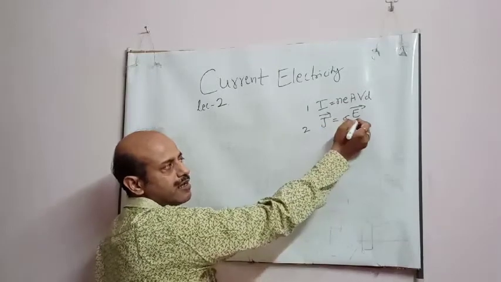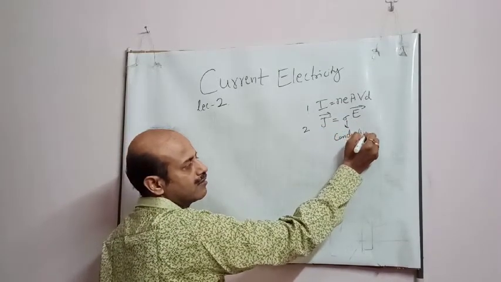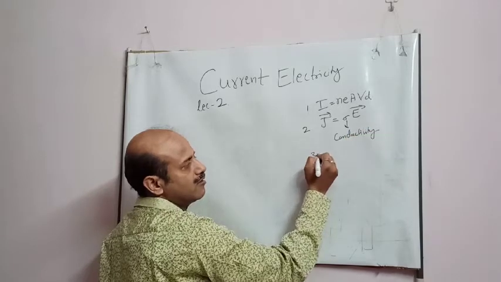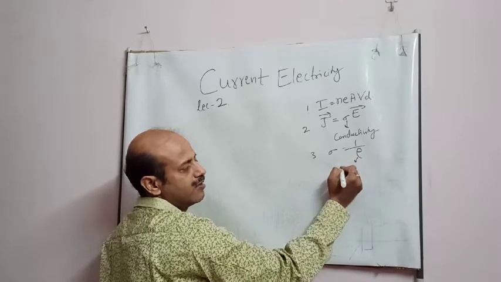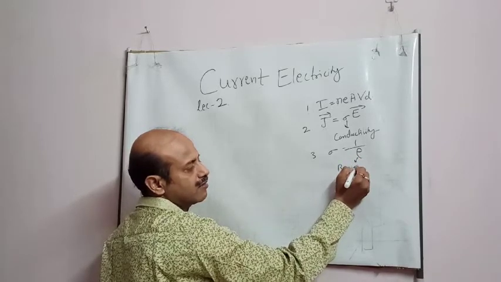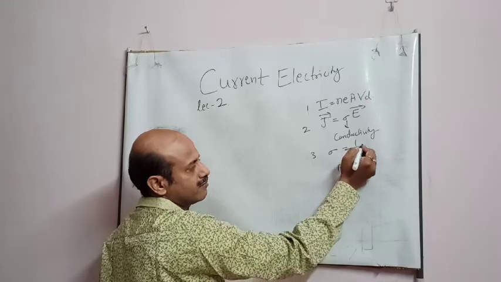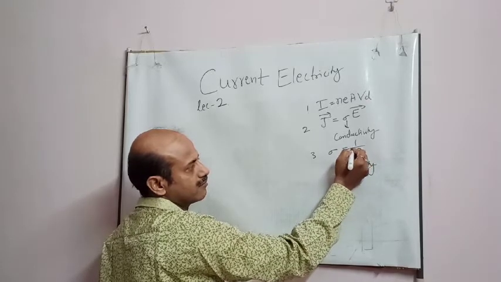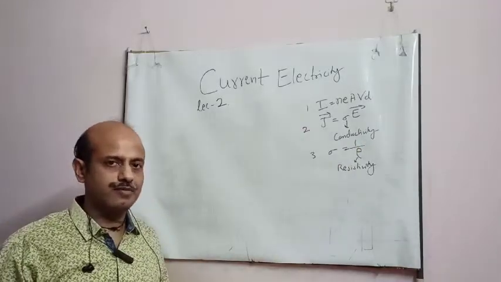J is the current density, E is the electric field, and sigma is the conductivity. This is also written as 1 by rho, and this rho is resistivity.